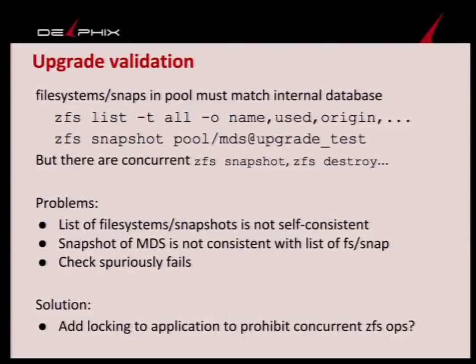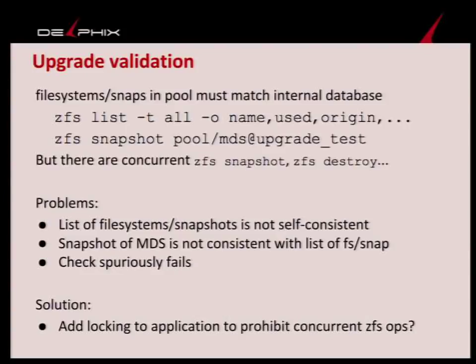So the way that we were doing this is we run ZFS list, get a list of all the file systems, all the snapshots, and the specific properties that we care about validating. And then we're going to do a ZFS snapshot of the file system that contains our internal database called MDS. So we create the snapshot. And then we copy the output from ZFS list back to us, and get the contents of the snapshot of MDS, send that back to us.